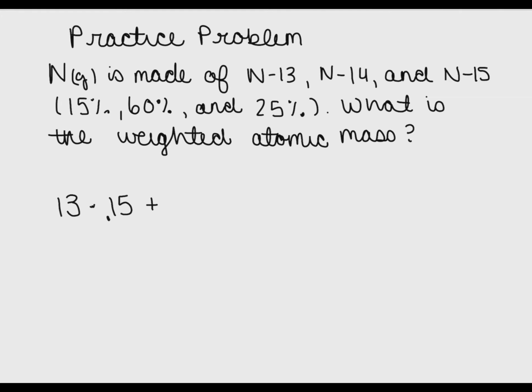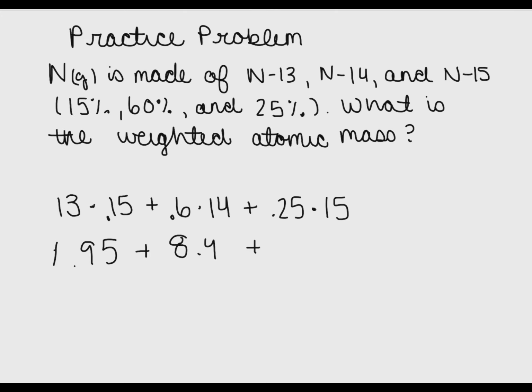So first we're going to multiply 13 by its abundance, which is 0.15, and we'll do the same for nitrogen-14, which is 60% or 0.6, and finally we'll do the same for nitrogen-15, which is 0.25 times 15. So if I do this math on my calculator real quick, I'll find that 13 times 0.15 is 1.95, 0.6 times 14 is 8.4, and 0.25 times 15 is 3.75. If I add all of these numbers together very quickly, I'll find that the weighted atomic mass is 14.1, which is our answer.